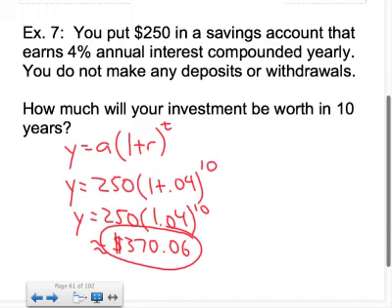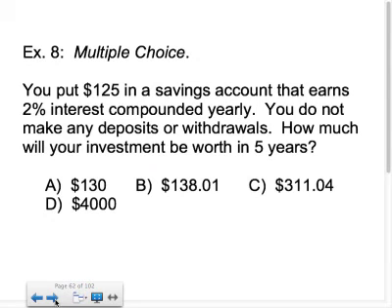Okay. So again, think about that. Over the course of 10 years, what did you gain? Okay, your total investment's worth $370, but you started with $250, so you've only gained $120 over the course of 10 years. That's probably not a very good investment for your money. Okay, but again, you didn't put in much money to begin with, so I guess it's all relative.